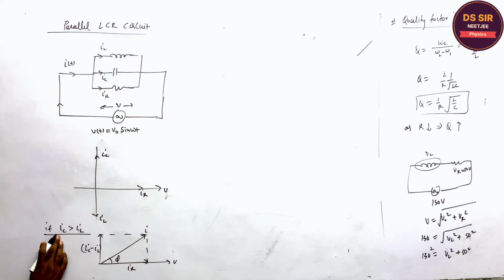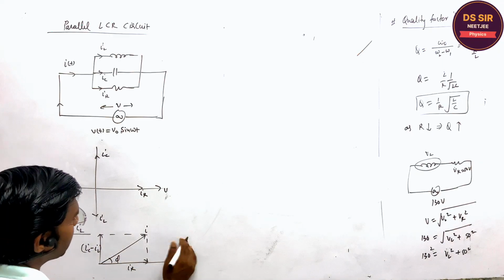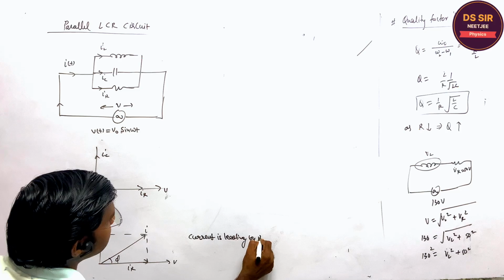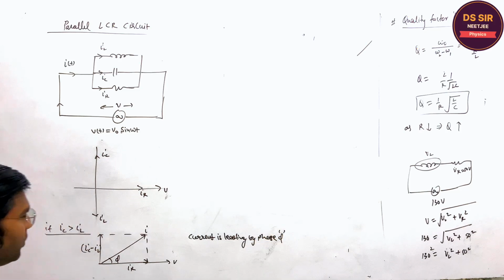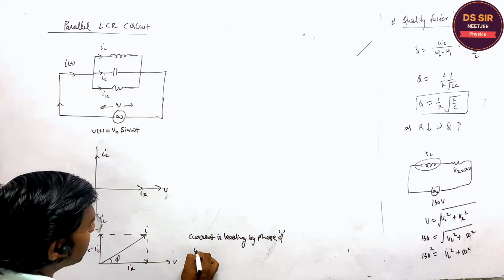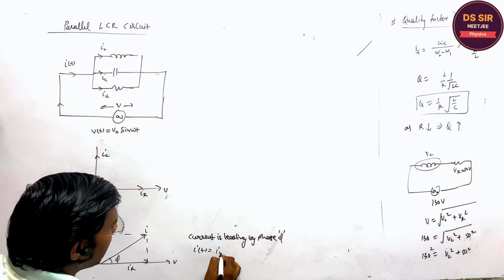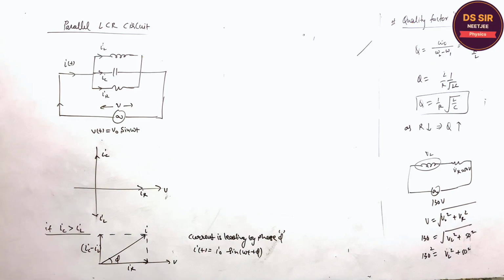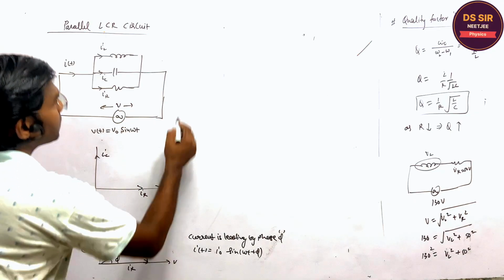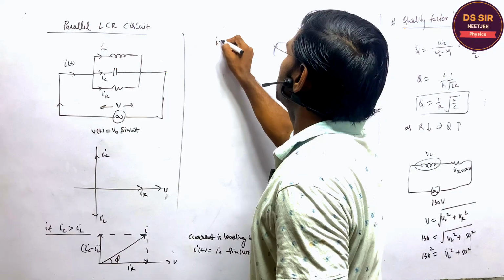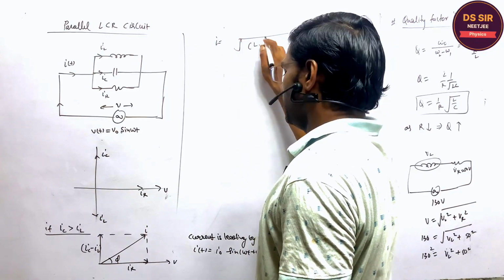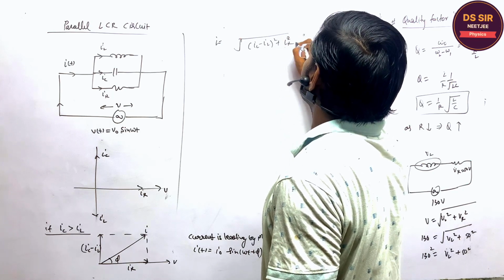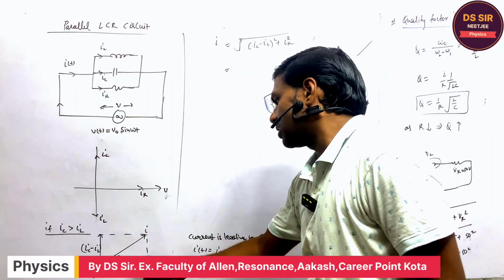So in this case, current is leading by phase phi. If current is leading, then I can write the current function as I naught sine omega t plus phi, where phi we have to find. Yes, Sanjay. The total current is nothing but the square root of IC minus IL whole square plus IR square. This is the IR.